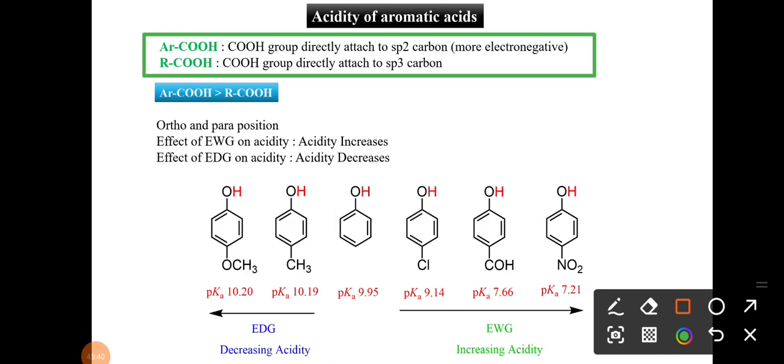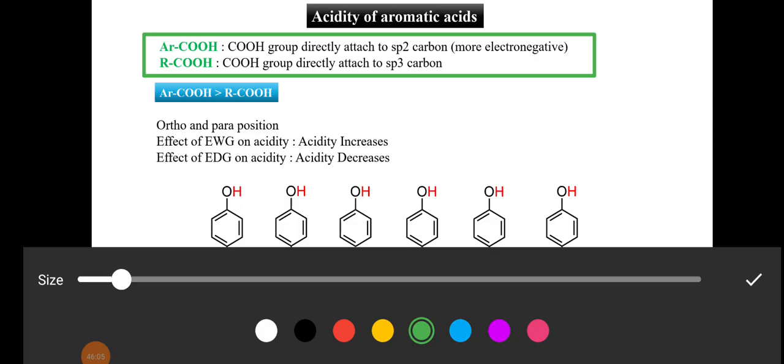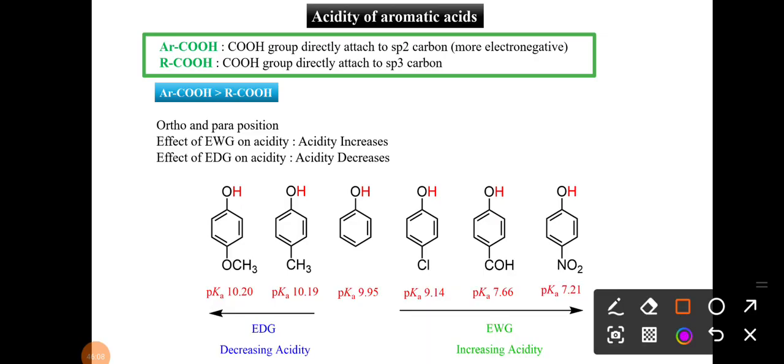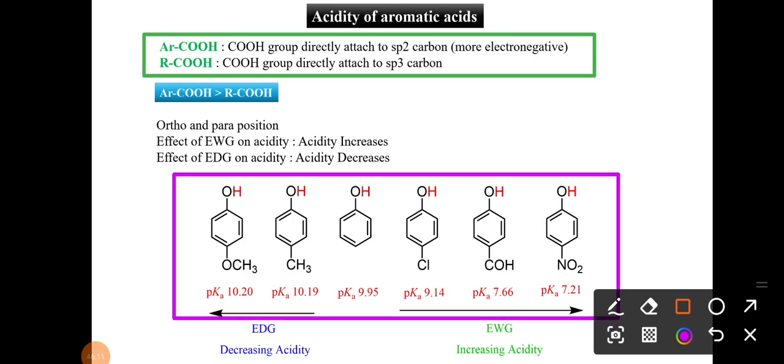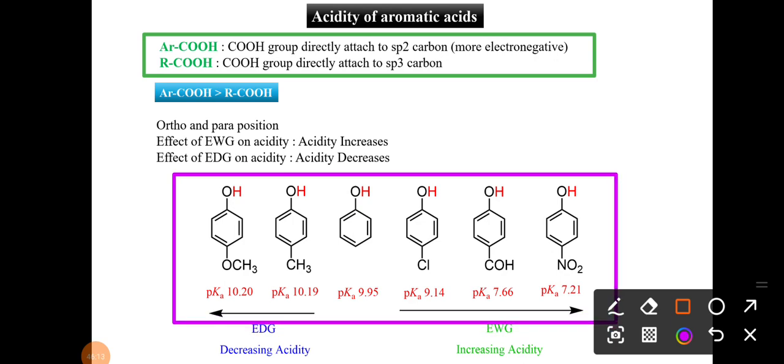Means if any molecule is more electronegative or directly attached to the sp2 carbon, these are more acidic. So in ortho and para positions, similarly here we are seeing the effect of electron withdrawing groups on acidity: acidity increases, and with electron donating groups, acidity decreases. Here in this diagram you can see all the effects. In the first two, there are electron donating groups, methoxy and methyl, so acidity decreases.